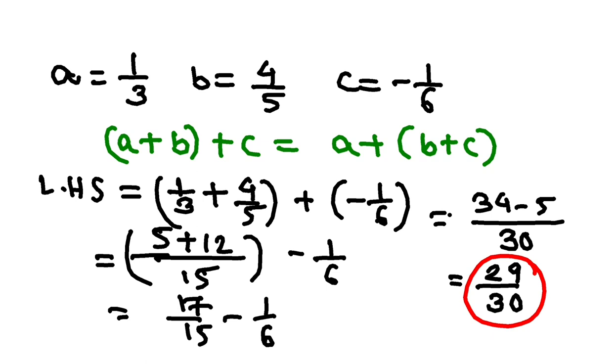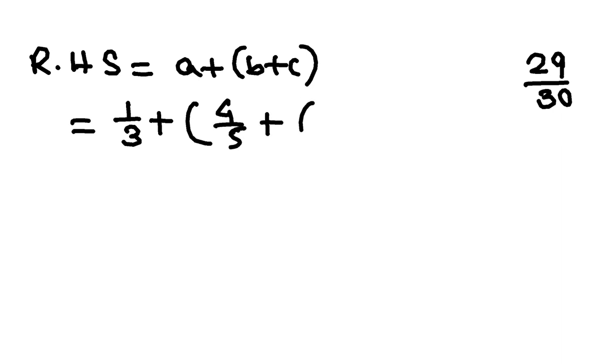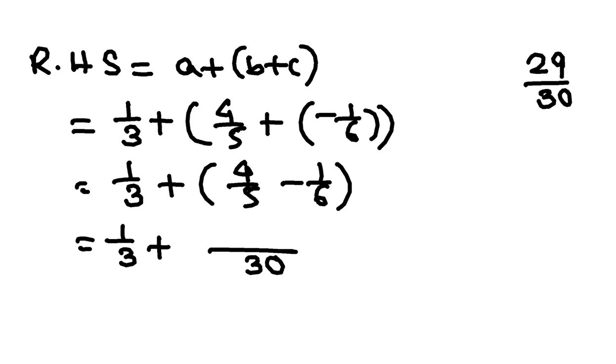Now let us evaluate the right hand side. Left hand side was 29 by 30. So the right hand side now, right hand side was a + (b + c). So 1 by 3 plus, b is 4 by 5 plus c is minus 1 by 6. So now this will become 1 by 3 plus 4 by 5 minus 1 by 6. So 5 and 6 LCM is again 30. This will be 24 minus 5.